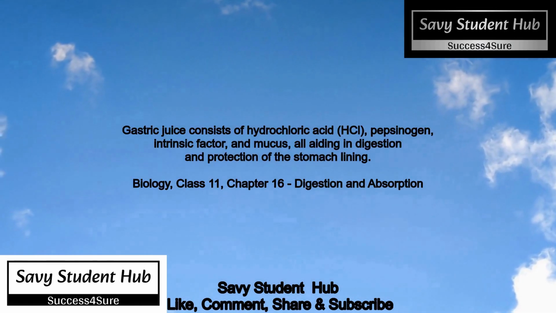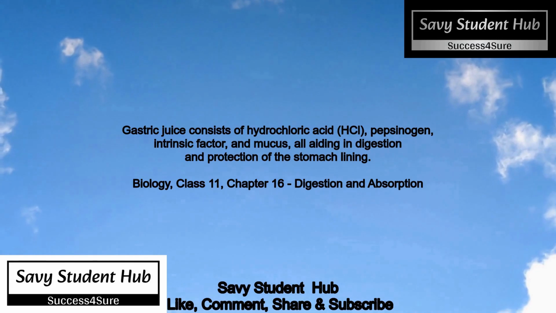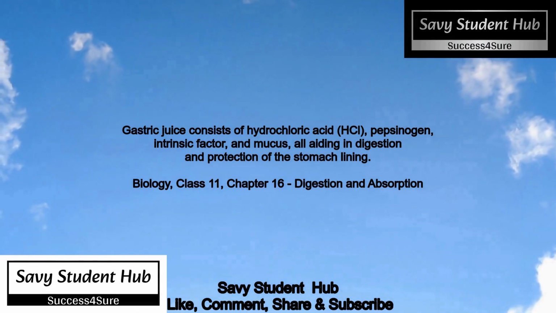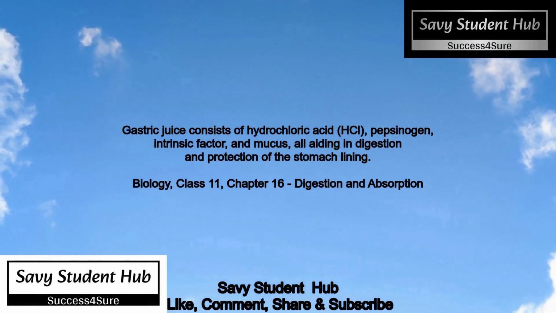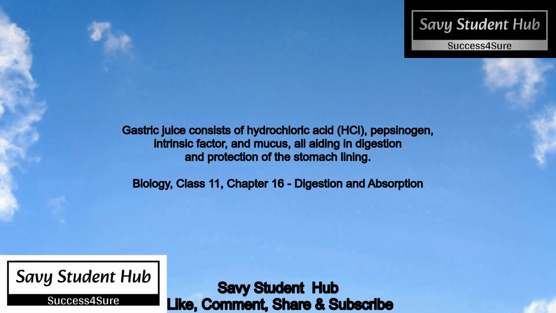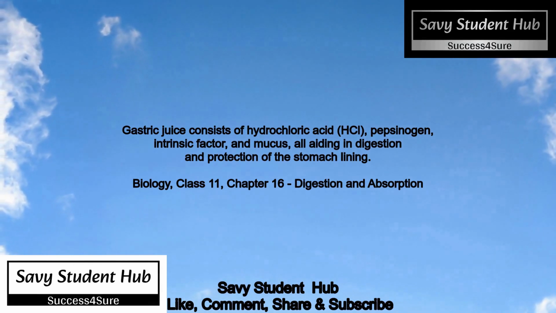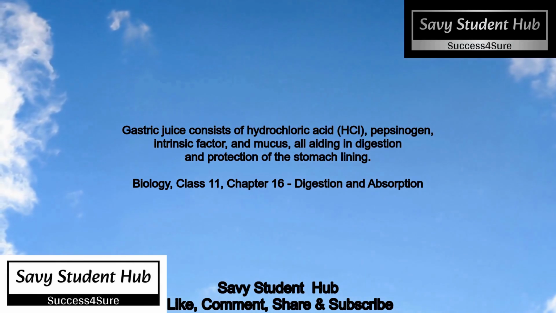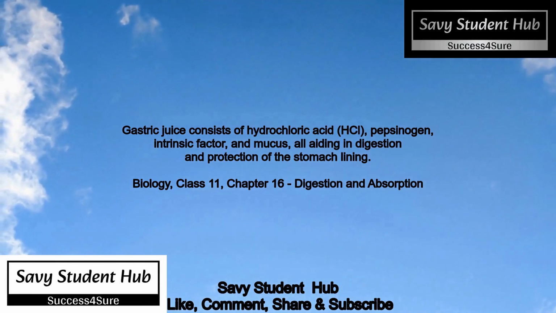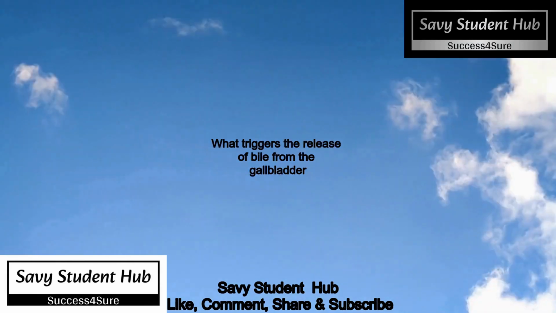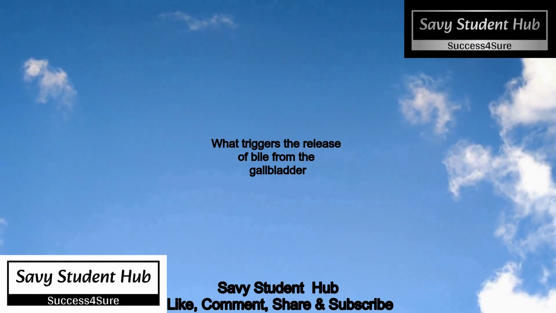Gastric juice consists of hydrochloric acid, hydrogen chloride, pepsinogen, intrinsic factor, and mucus, all aiding in digestion and protection of the stomach lining. What triggers the release of bile from the gallbladder?